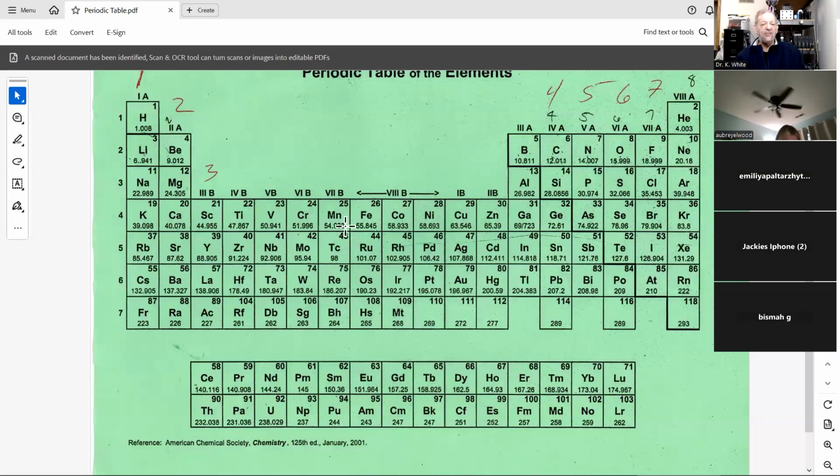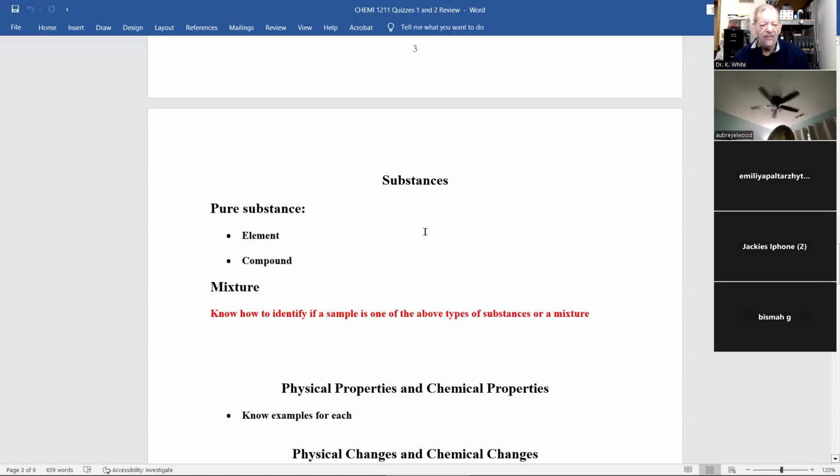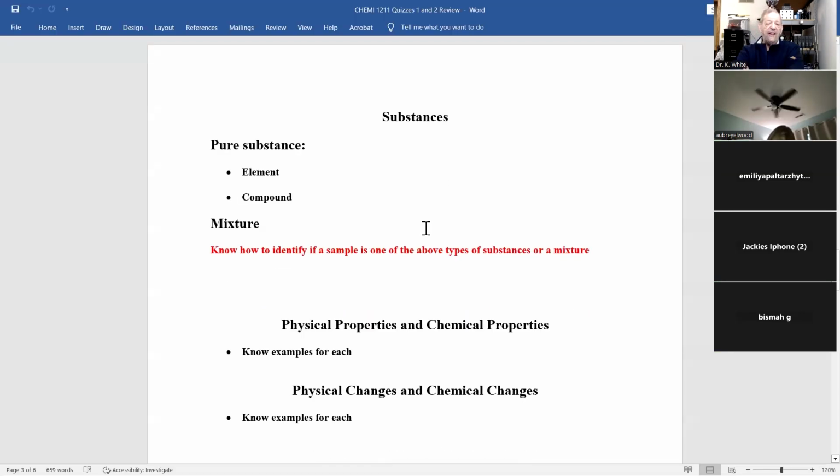And the elements are found in the periodic table. That's one type of substance, such as copper, silver, gold, oxygen, carbon. Those are all elements. Now, the other is a compound. And a compound is made up of two or more elements.